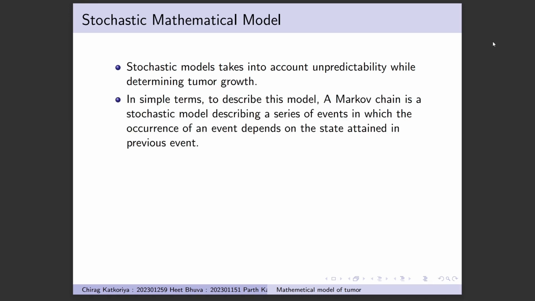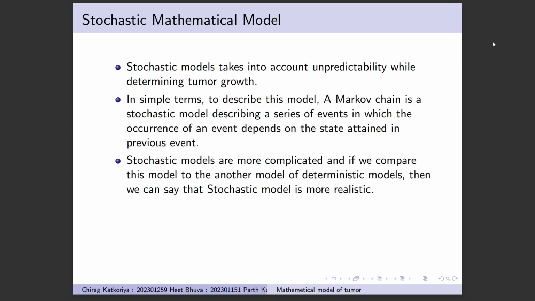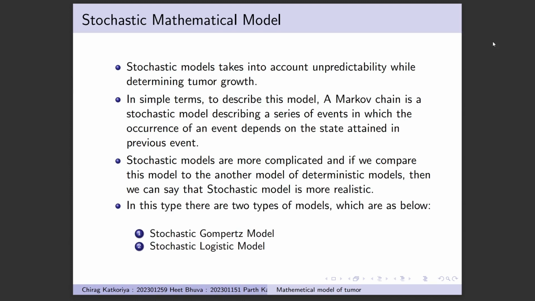So in simple terms, there is a Markov chain, and in order to describe this model, we can understand the Markov chain, which is a stochastic model describing a series of events in which the occurrence of an event depends on the state attained in the previous event. We can easily determine that stochastic models are way more complicated than deterministic models, but they are also more realistic.